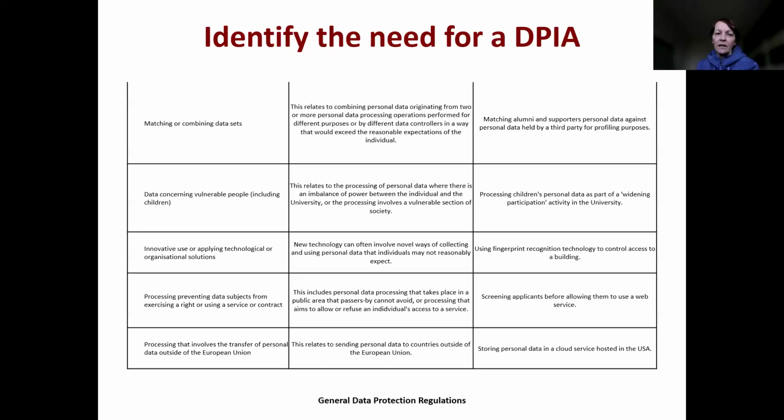Innovative use of applying technological or organizational solutions. New technology can often involve novel ways of collecting and using personal data that individuals may not reasonably expect. Fingerprint technology or facial recognition to access a building. We haven't introduced that, or we don't really use biometrics to any great degree yet, and it's something that we would have to take a big look at and really make sure that the risks were minimized there.